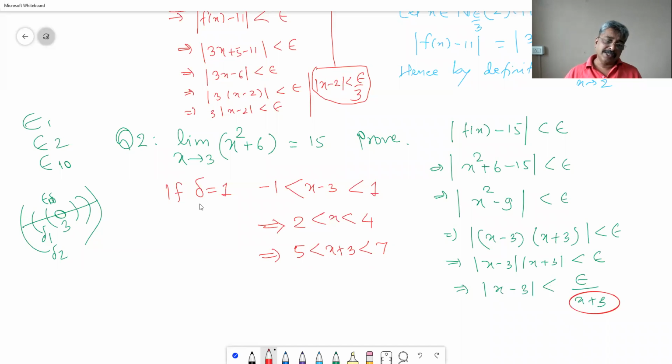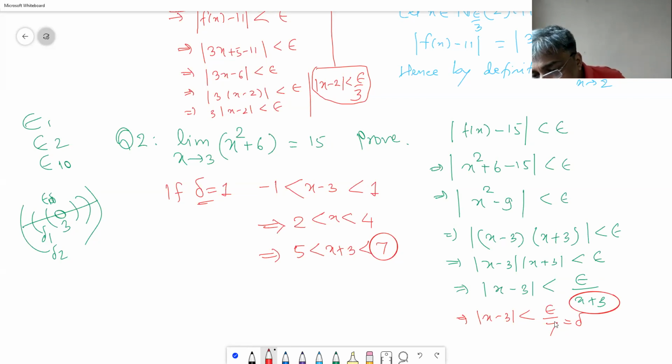If delta is equal to 1, then x plus 3 is always going to be less than 7. And this x plus 3 is in the denominator, therefore we should choose the biggest number. So if delta is 1, then x plus 3 is going to be 7 maximum, a little less than 7. And therefore we conclude that x minus 3 should be less than epsilon by 7. That is our new delta. By considering 1, we found the new delta as epsilon by 7.